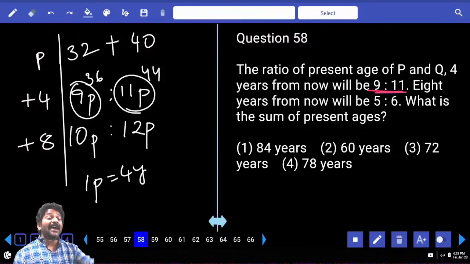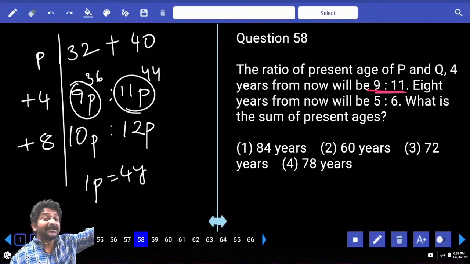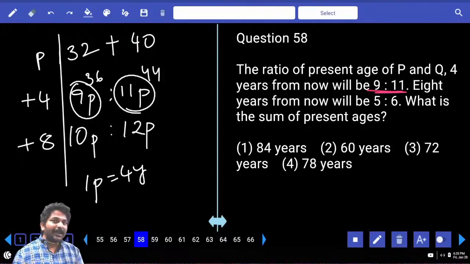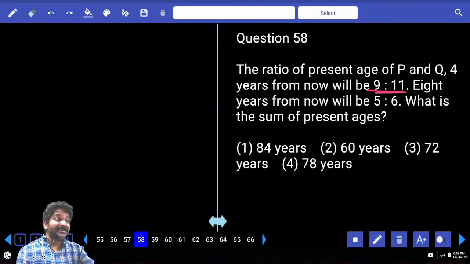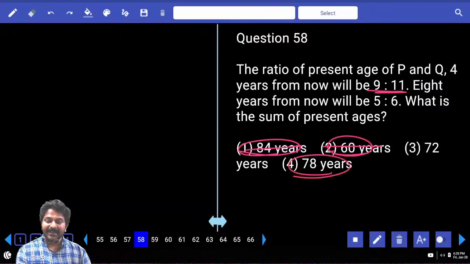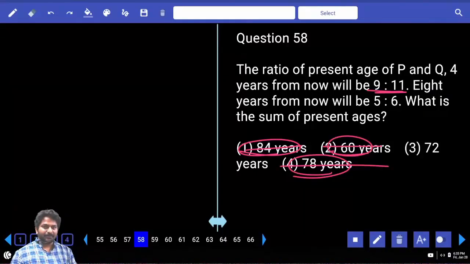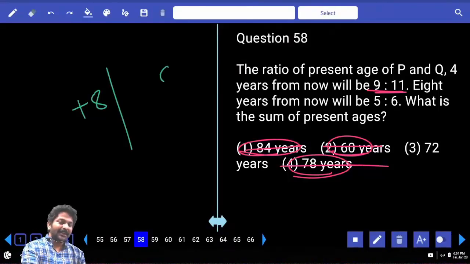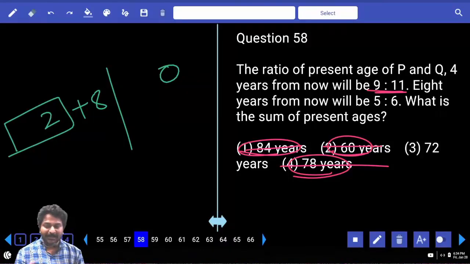Sum of their ages after 4 years is how many parts? 20 parts. That means it should be a multiple of 20 only. After how many years? With respect to the sum, how many years do we have to add? 8. This number plus 8 should be a multiple of 20. Will it satisfy? This number plus 8. First of all, the answer must end with 2. After adding 8, if it has to be a multiple of 20, the number should end with 0, right? That means your value should end with 2. Like that, there is only one.